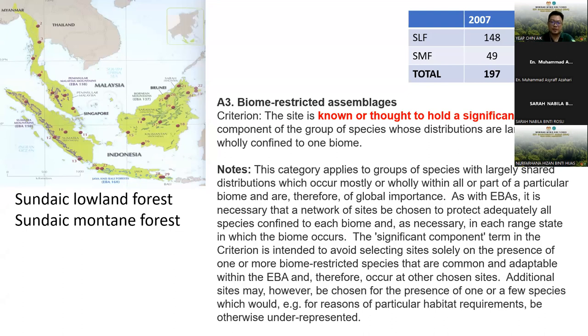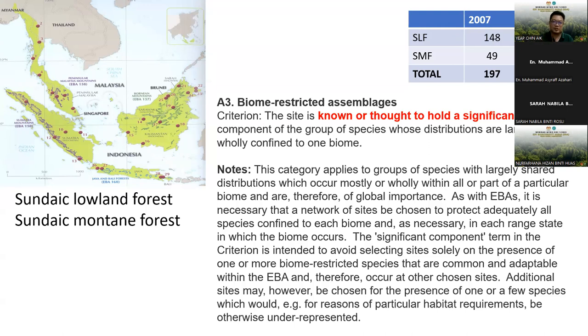The third one talks about biome restricted assemblages. So biome ni merujuk kepada satu-satu habitat yang boleh terdapat di satu-satu kawasan. So dalam rantau Asia Tenggara, the biome that is related to us is called the Sundaic Lowland Forest and the Sundaic Mountain Forest. So apa yang tuan-tuan dan puan-puan lihat di peta warna hijau tu merujuk kepada biome ini, Sundaic Lowland and Mountain Forest. And again, biome ni adalah sangat kaya dengan kepelbagaian spesies burung. So it's a special group of bird community that lives in this habitat as well.